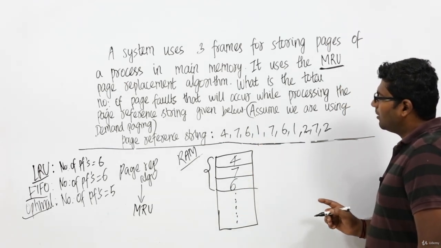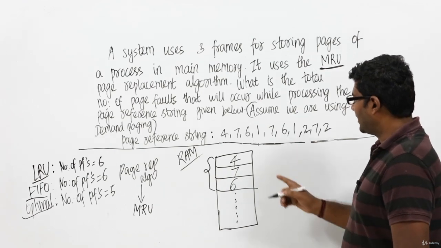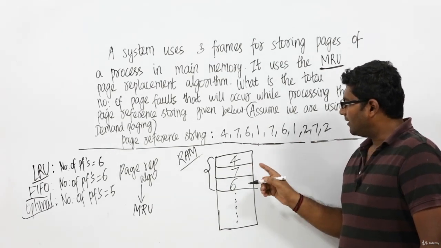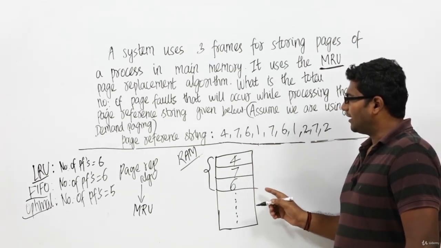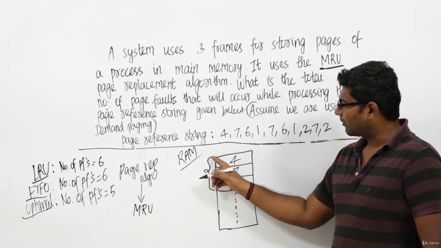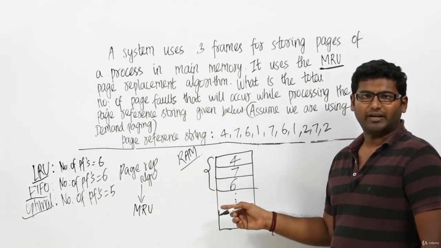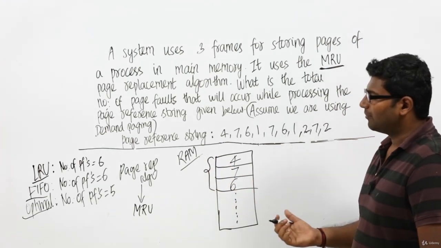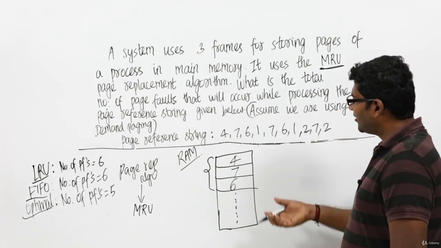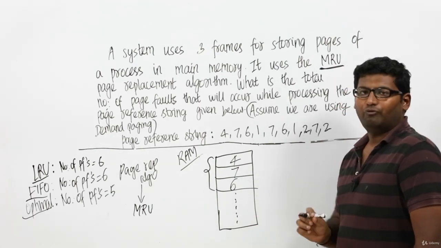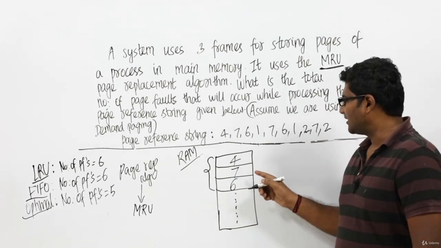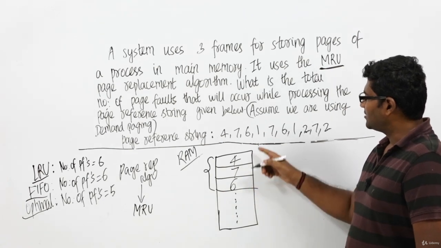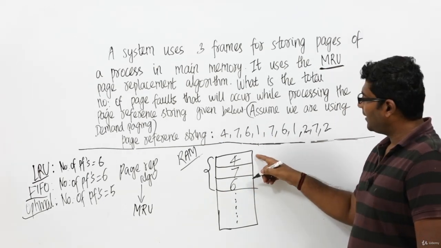Fine. Now comes page number 1, and we don't have enough frames. See, our process has been allocated only 3 frames, and so we don't have any free frames. So we might have to go for page replacement. One of the pages has to be replaced with page number 1. Now, which page should we replace?